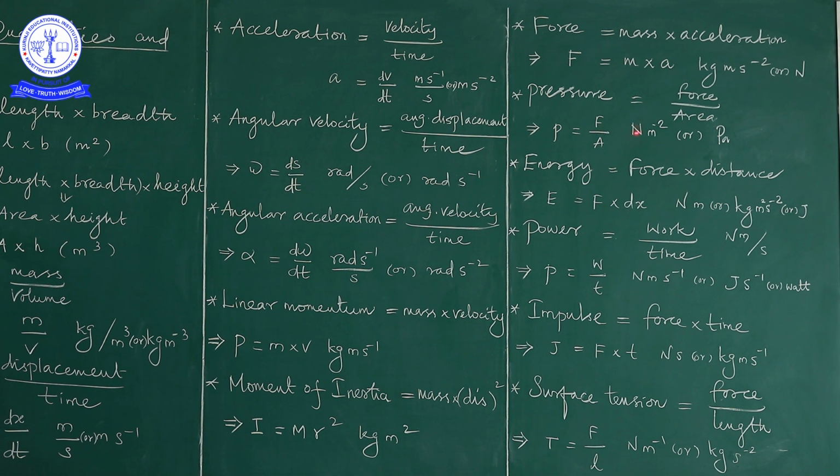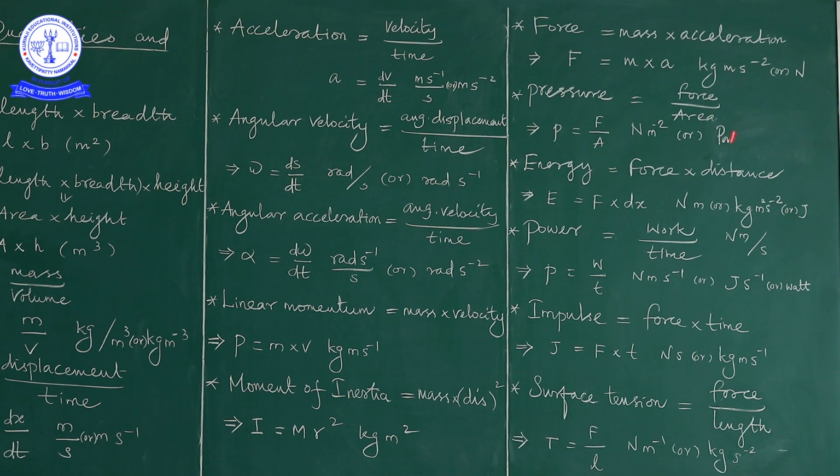The unit of force is Newton, unit of area is meter square. While writing, Newton meter power minus 2 is also equivalent for the pressure. So the unit of pressure is expressed in Pascal also, because the pressure was discovered by the scientist Pascal. So the Pascal is also another unit for the pressure.